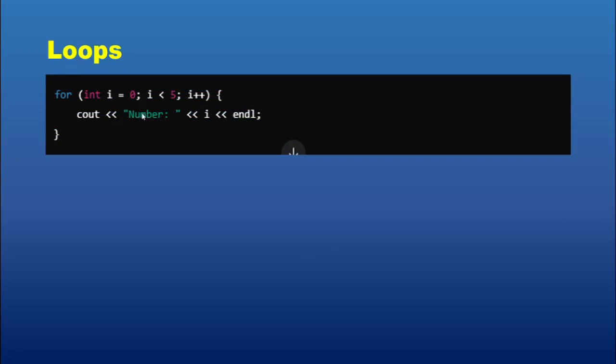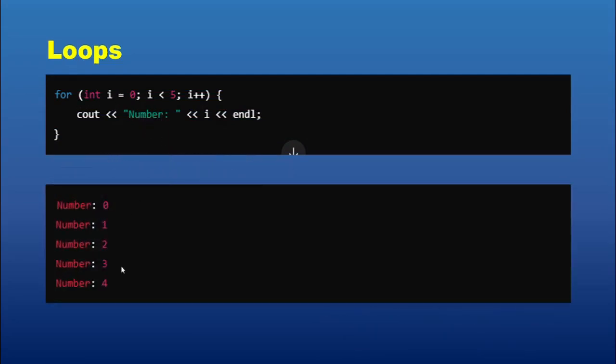For example, this will generate the word number and the actual number 5 times, starting from 0, until the number is less than 5, and there it will stop.